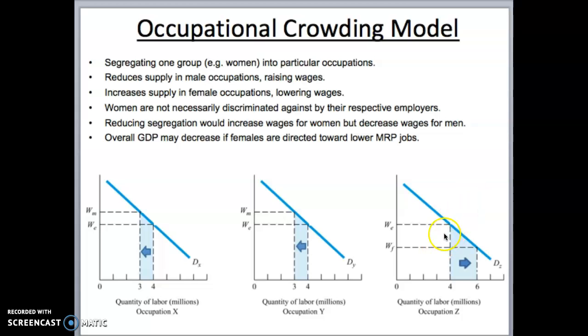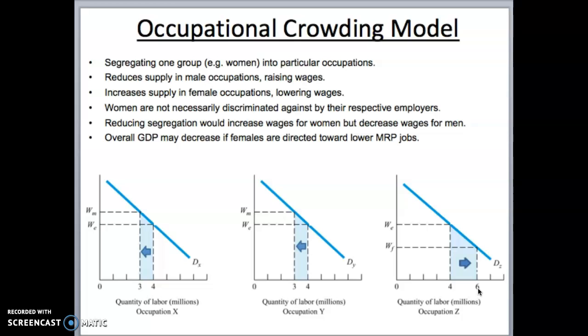Well, what does that do? Well, here's our initial supply curve. It's going to shift to the right. 2 million women are going to increase their supply, and that's going to drive down the wage to WF. Now you have 2 million more women in occupation Z.